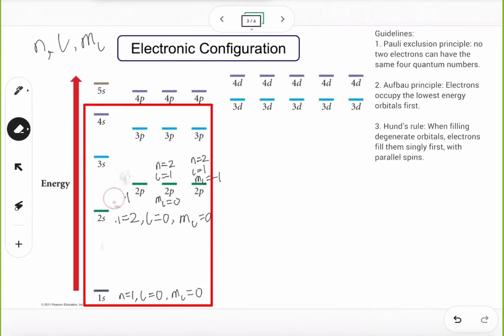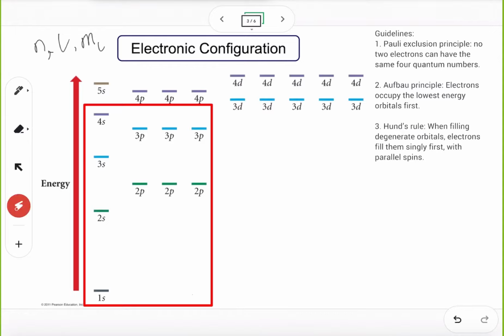Now the next thing I want to remind you of is the energy of those atomic orbitals. From what you can see in this picture, from bottom to top, the energy of those atomic orbitals increases.